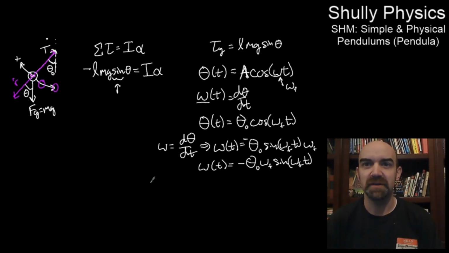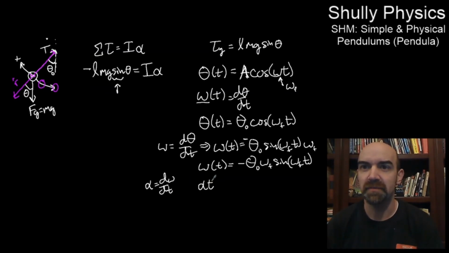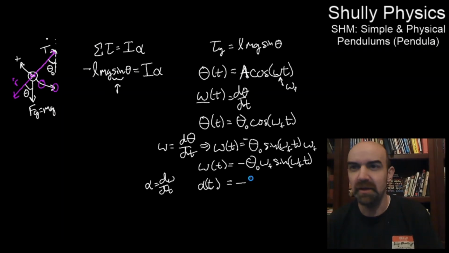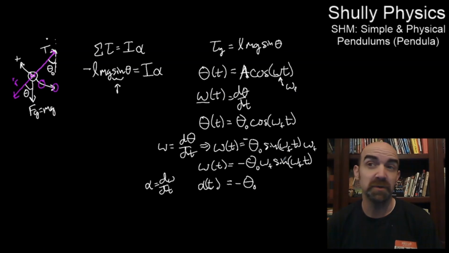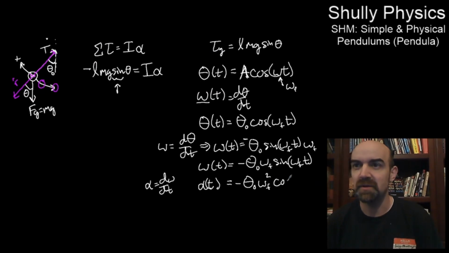And next, let's note that alpha equals d omega dt, the derivative of that omega function. So our alpha as a function of time is going to be equal to, we do this whole derivative, the negative remains, and this sine will turn into a positive cosine. We're going to keep the negative from before though, and through the chain rule we'll get another one of these angular frequencies. So omega frequency times the angular frequency is omega squared. Cosine, back to the cosine.